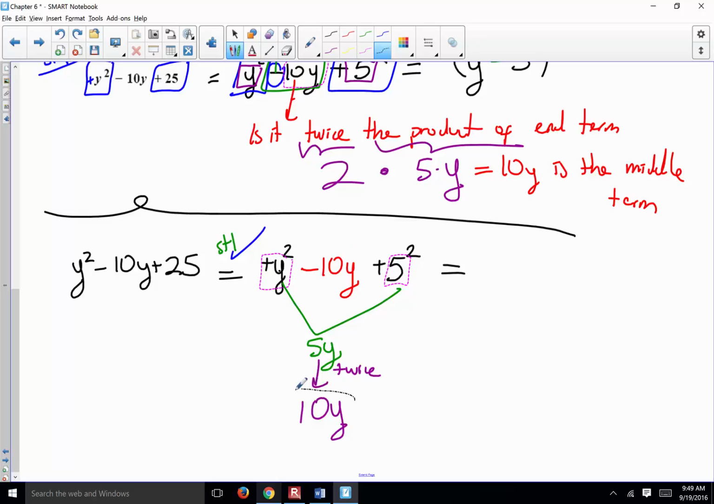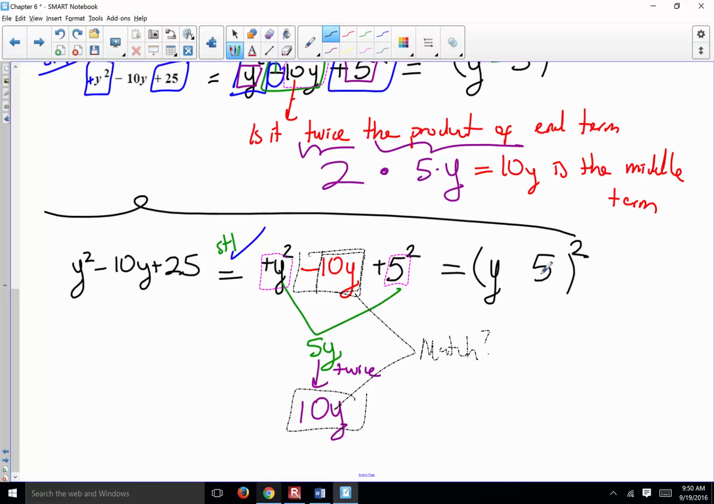And then compare the result with the middle term. Is it a match or not? It may not match sometimes. Except the sign. Forget the sign. Without the sign, is it a match? Yes. Then you can pack these three terms under a square with those two numbers selected, y and 5. How about the sign? You keep this middle sign here.